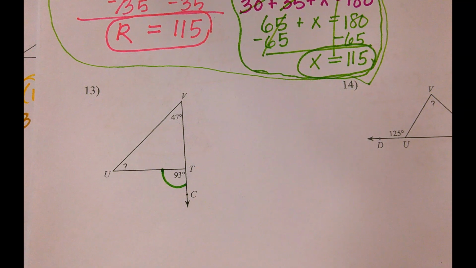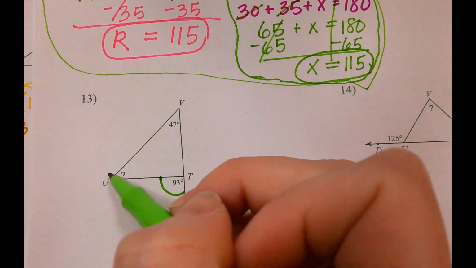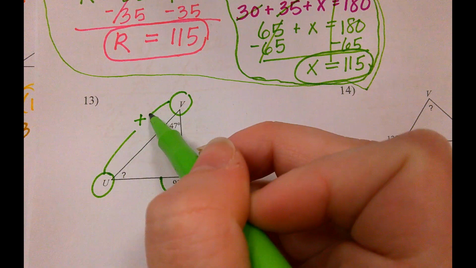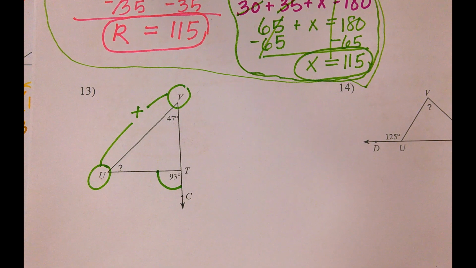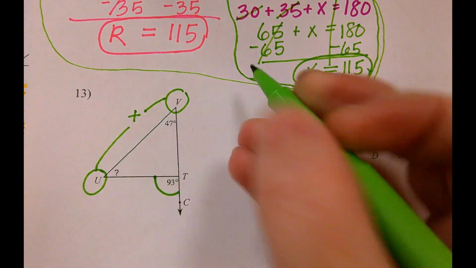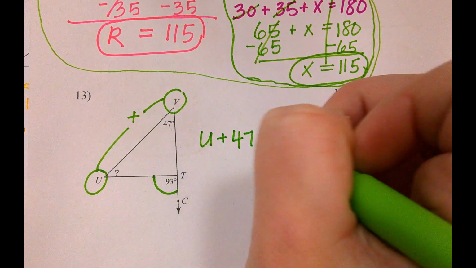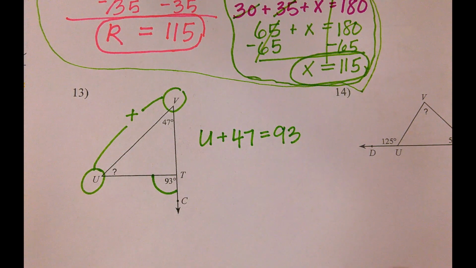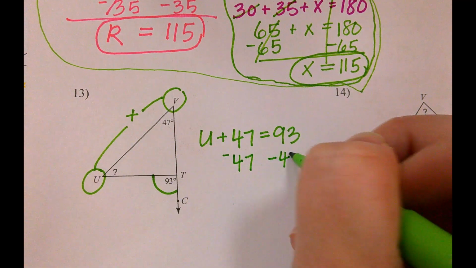And what is it equal to? U and V added together. So, what equation should I write? U plus 47 equals 93. Yes, U plus V, or 47. So U plus 47 equals 93. Just subtract 47. Good. Your U is equal to 46.